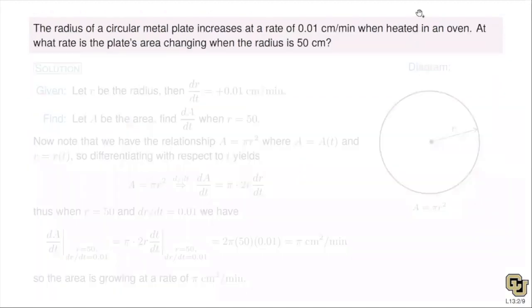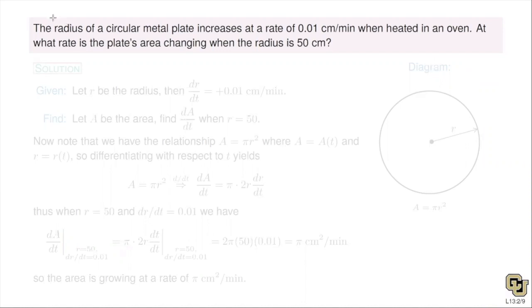So for the first example here, the reading is very, very important. That's why I would recommend you read it a couple of times. So here it says, the radius of a circular metal plate increases at a rate of 0.01 centimeters per minute when heated in an oven. At what rate is the plate's area changing when the radius is 50 centimeters? So it's perfectly normal for the brain to just glaze over when it sees all these words flying at our head, okay? It's perfectly normal. Got to slow down and read the question a couple of times.